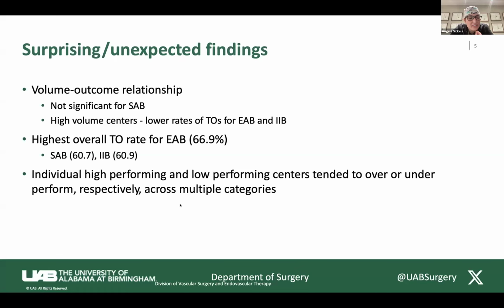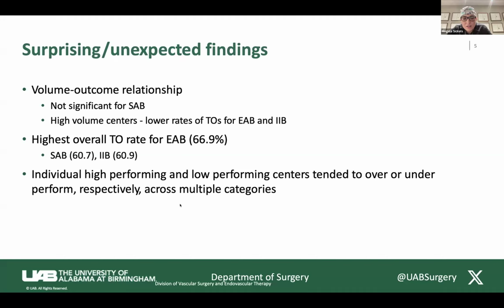And then when we looked at the individual center data analysis, high performing centers tended to perform highly across multiple of the single variables that are part of the textbook outcome definition. And the same was true for low performing centers. And so I think the insight there is also that a lot of these centers probably have systems in place and processes in place that help them to achieve that.